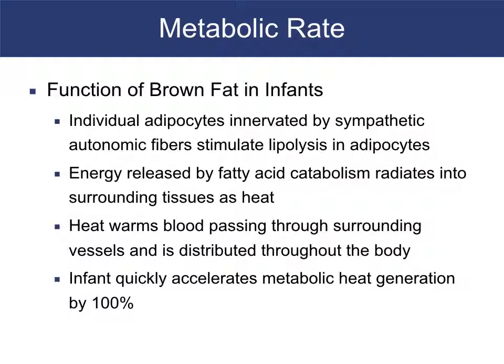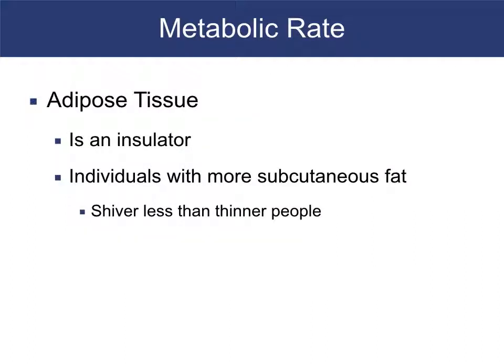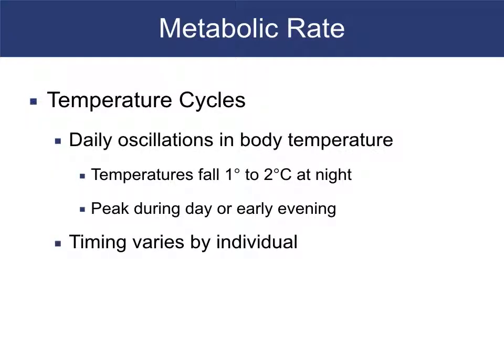An infant can quickly accelerate their metabolic heat generation by 100% by burning brown fat. Brown fat's pretty much gone in us adults. We have very little of it, but that's okay because we are able to shiver. So adults can shiver, kids can't. Adipose tissue fat is a good insulator, keeps us warm. You've probably all been outside at a football game or something with a really heavy person and they're wearing a t-shirt and you're wearing 14 layers of clothes to try to stay warm. Well, that's because they have all that good insulation on. Our body temperature goes up and down about a centigrade degree every day.